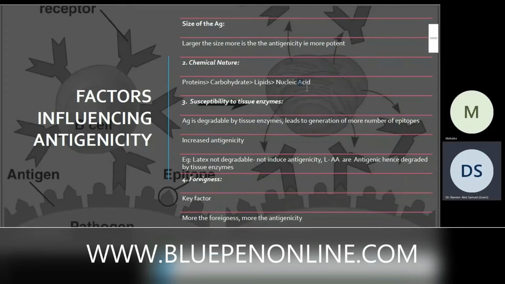Then susceptibility to tissue enzymes. An antigen degraded by tissue enzymes leads to generation of a greater number of epitopes, and this will increase the antigenicity. For example, D-amino acids are not degraded, so they do not induce antigenicity, whereas L-amino acids in proteins are antigenic, hence degraded by tissue enzymes. The next factor that influences antigenicity is foreignness. The more foreign the antigen or protein is, the more antigenicity it will induce. More the foreignness, more the antigenicity.